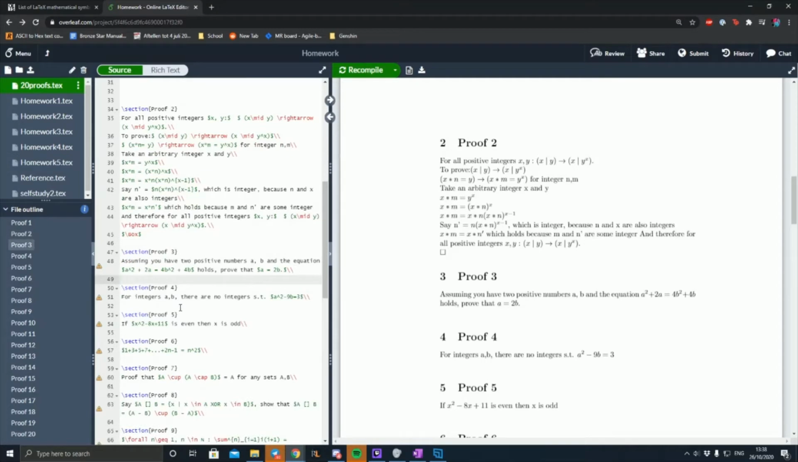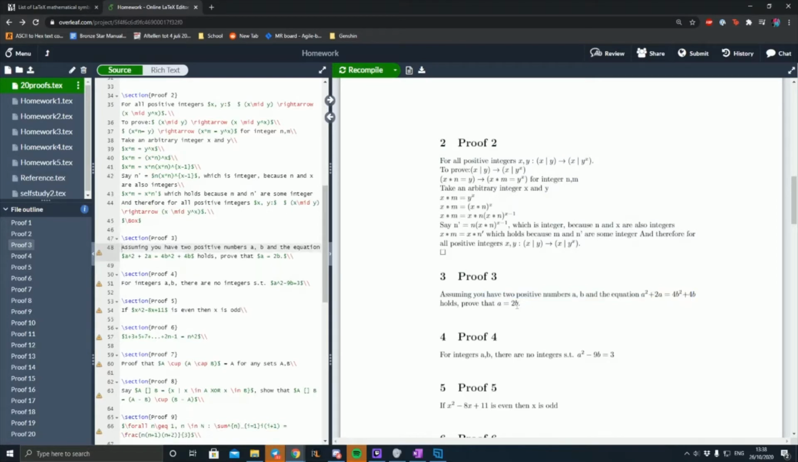At any point, if you have any questions, let me know. As per usual. Assuming you have two positive numbers, a and b, and the equation a squared plus 2a is equal to 4b squared plus 4b holds, prove that a equals 2b. Now, I'm not sure if this is really that easy, but it seems to be. It should be.